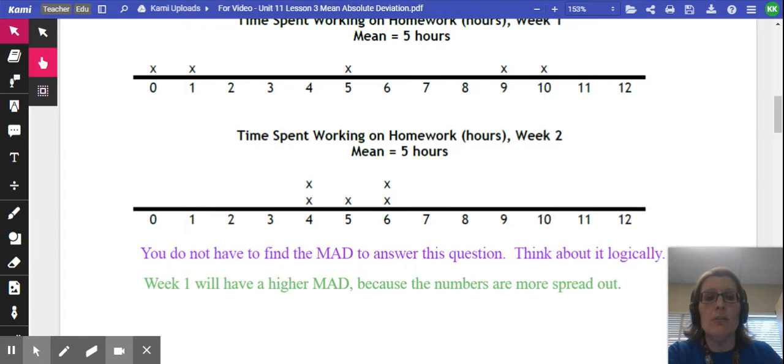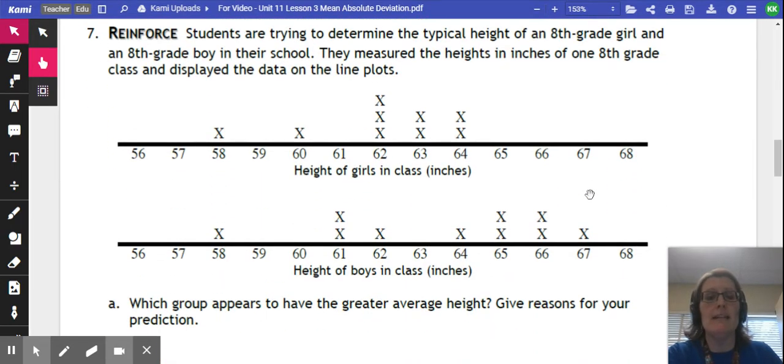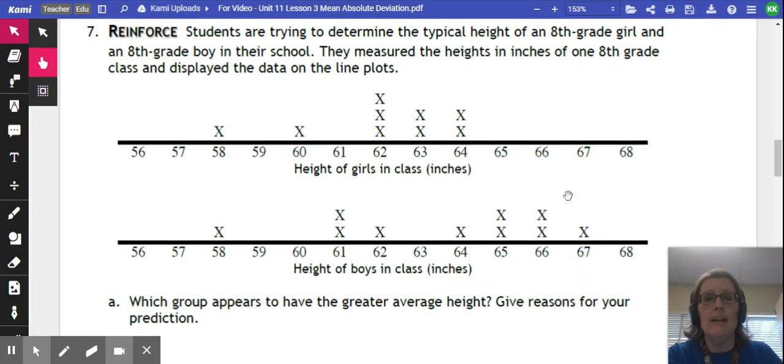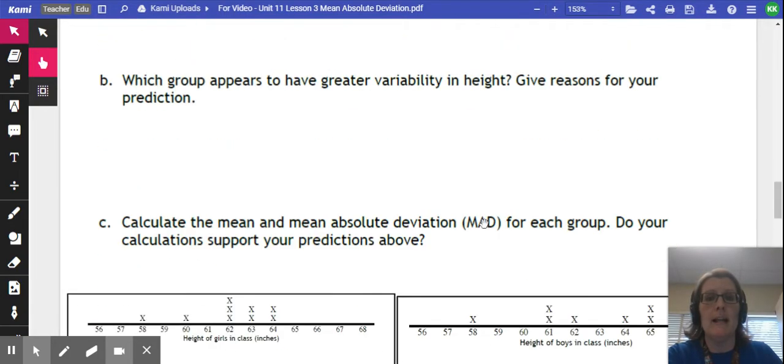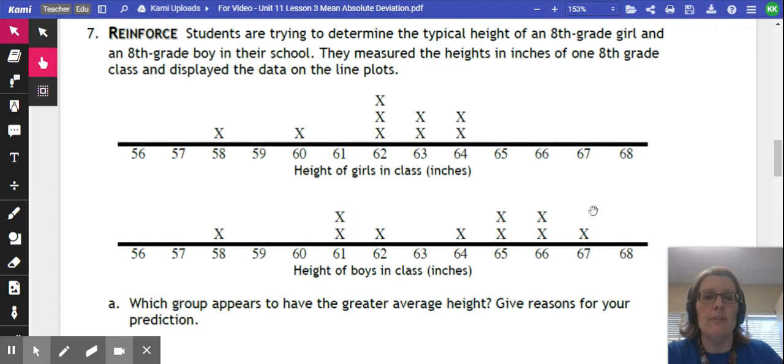And for the next question, you're going to be making predictions first, and then we're going to work out the mean absolute deviation. So our next question says, students are trying to determine the typical height of an 8th grade girl and an 8th grade boy in their school. They measured the heights in inches of one 8th grade class and displayed the data on the plots. So there's our data for girls, there's our data for boys.